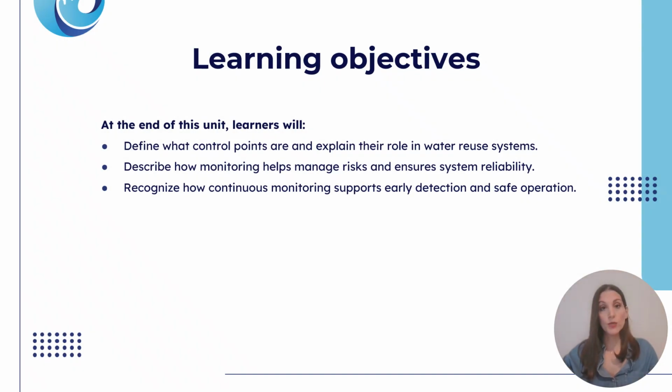By the end of this unit, you will be able to explain what control points are in a water reuse system and why they're important. You will also be able to describe how monitoring these points helps manage risk, ensuring that the system operates safely and reliably. Finally, you'll understand how continuous monitoring supports early detection of problems and ensures that these safety barriers remain effective over time.